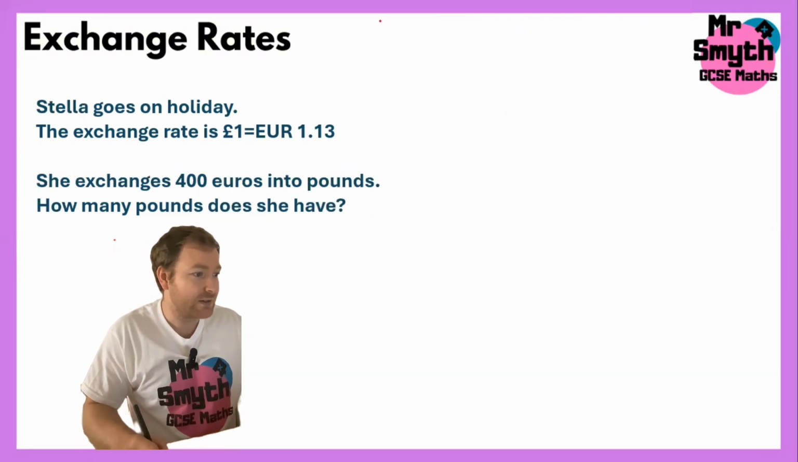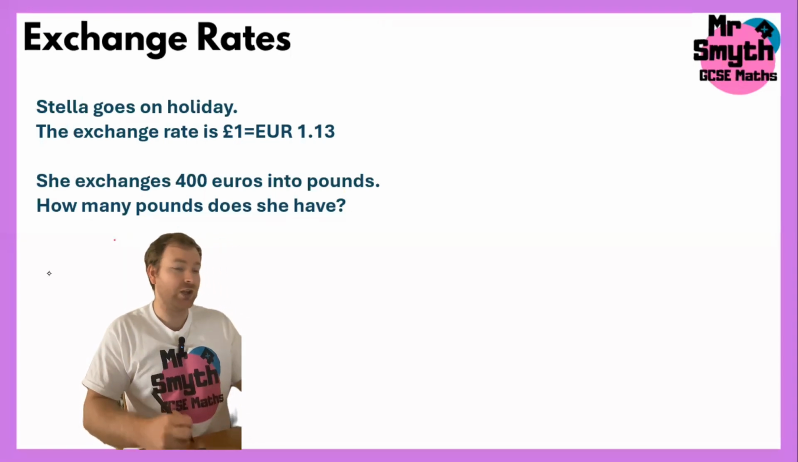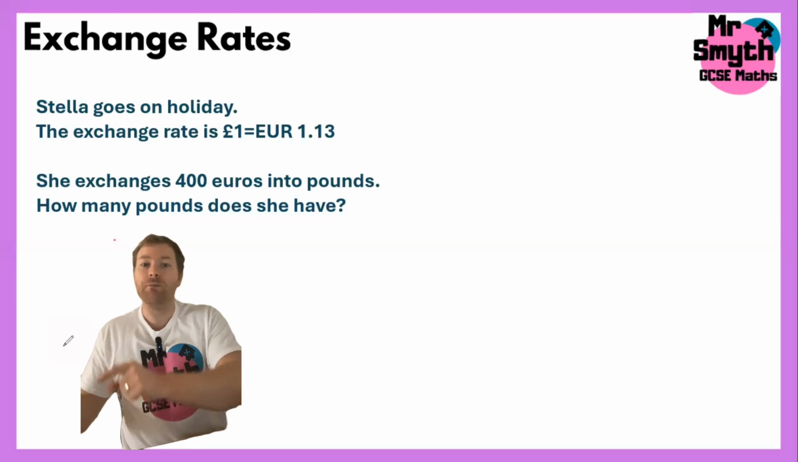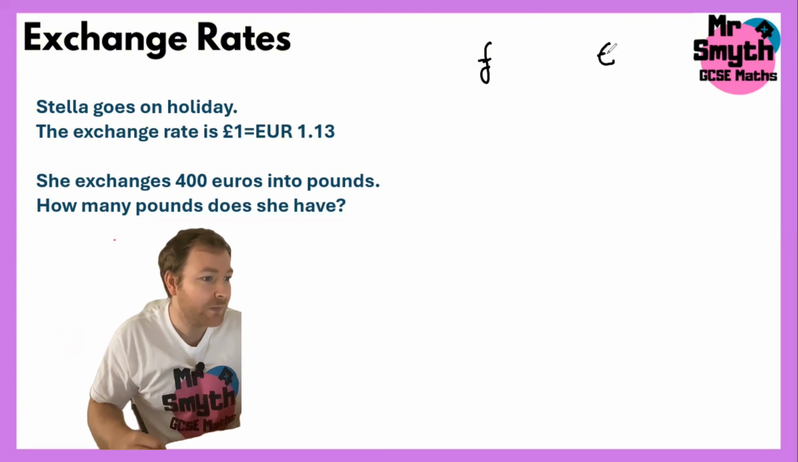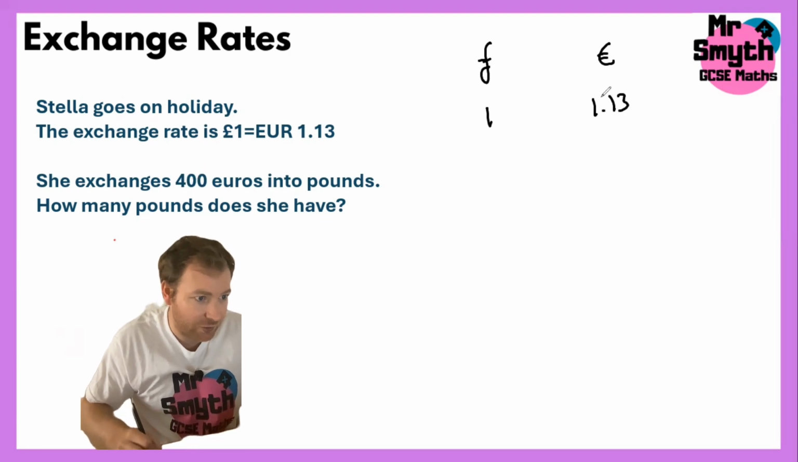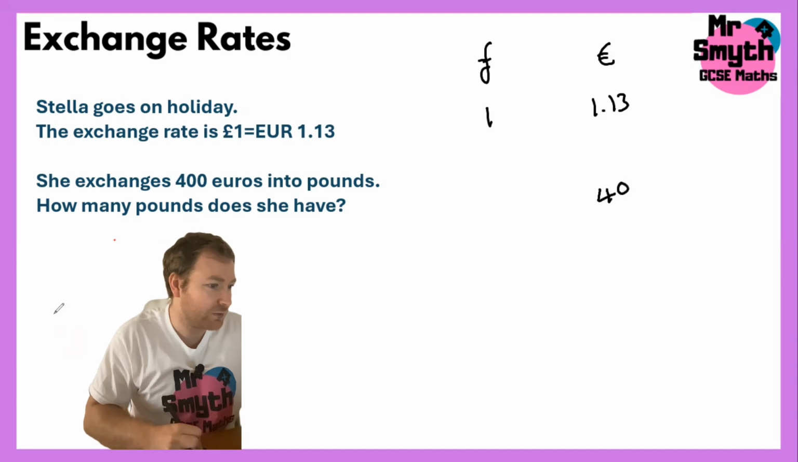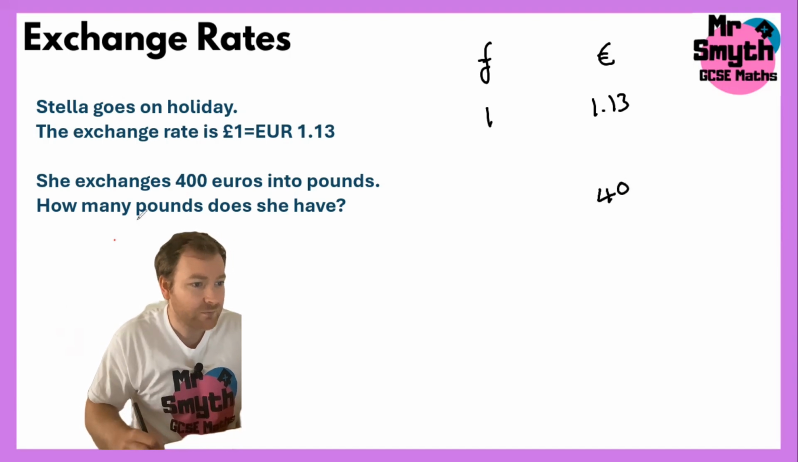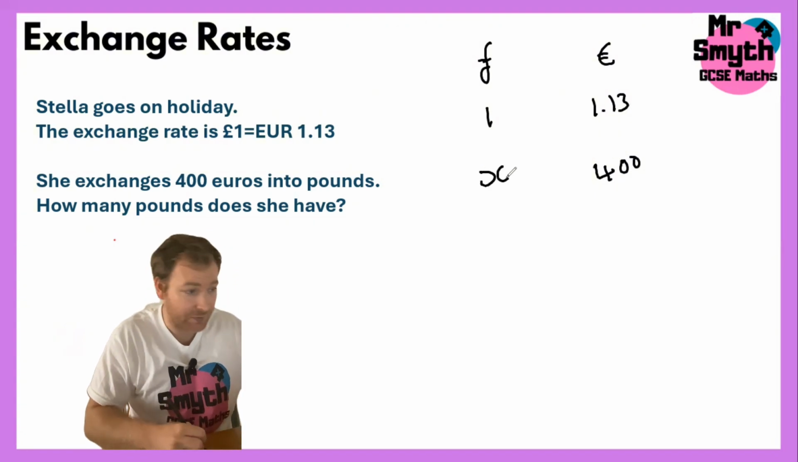So this one says that Stella is on holiday, exchange rate same as before, and this time she wants to exchange 400 euros back into pounds. So let's set up in the same manner. We've got pounds here, we've got euros here, and it's 1 to 1.13. And she wants to exchange 400 euros. So the euros is on this side this time. So 400 goes here. And the X this time is on this side.